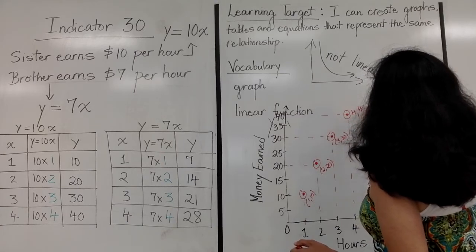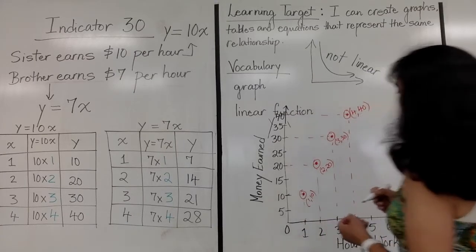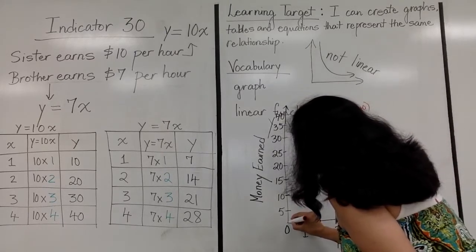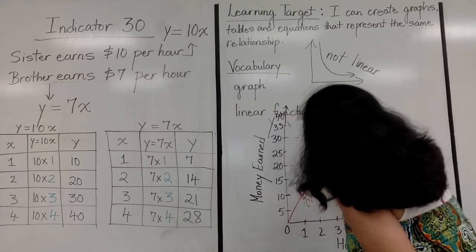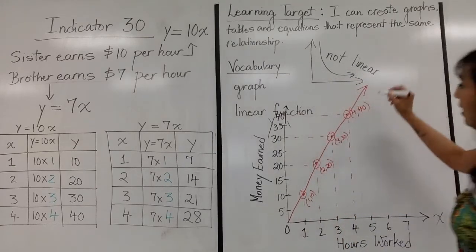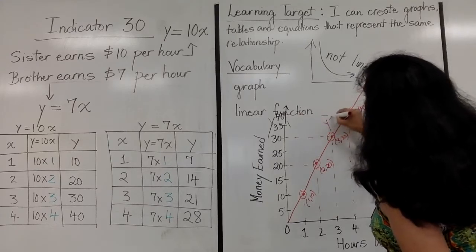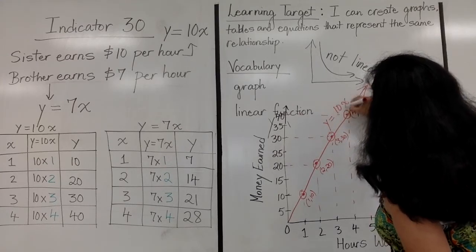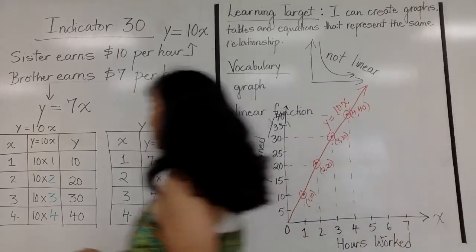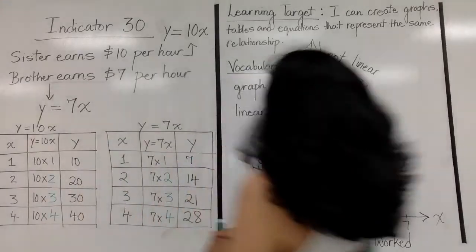So this is 440. And remember, ordered pairs are always written within parentheses. And then I am going to connect the dots. And this graph is y is equal to 10x. That is your sister's earning. Let's do your brother's earning now. And let me use a different color.